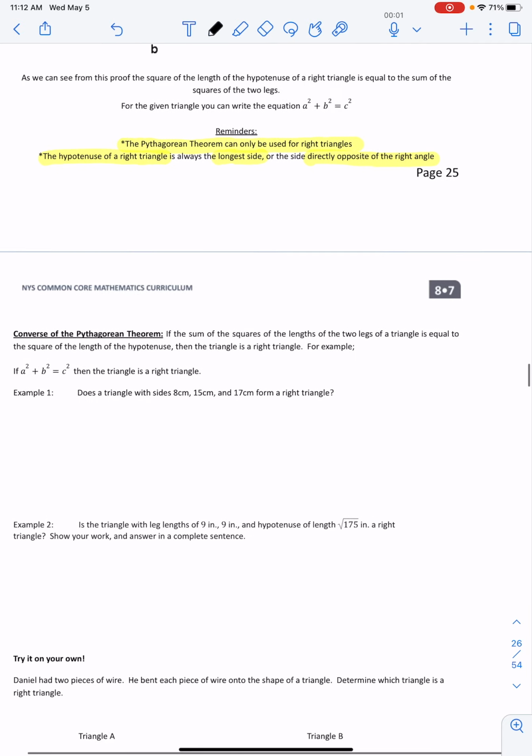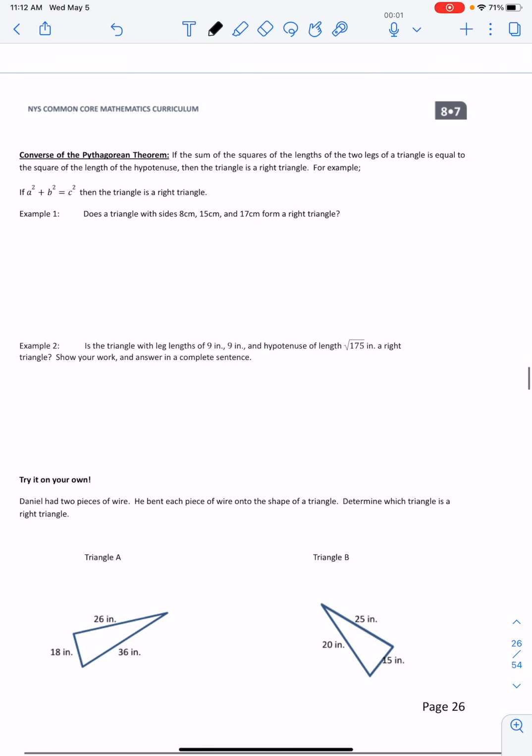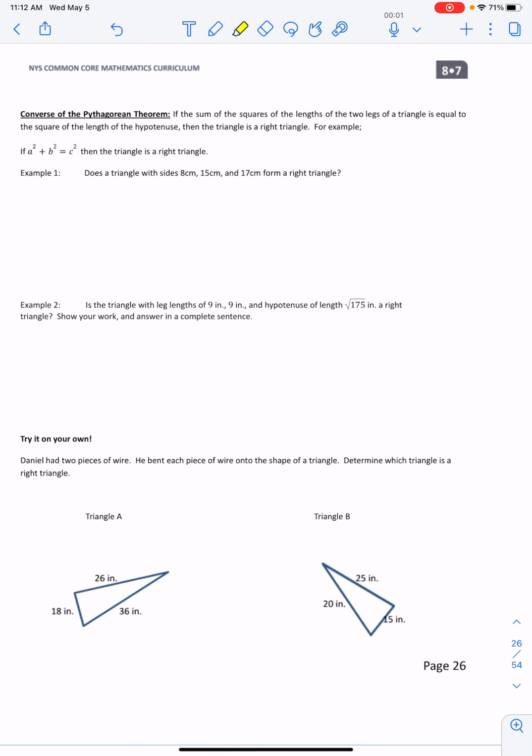So now, the converse of the Pythagorean theorem. If the sum of the squares of the lengths of the two legs of the triangle is equal to the square of the length of the hypotenuse, then the triangle is a right triangle. So for example, if a squared plus b squared does equal c squared, then the triangle is a right triangle.